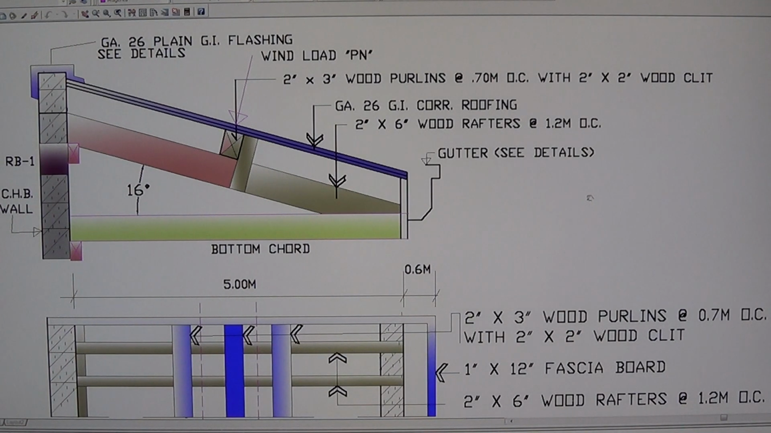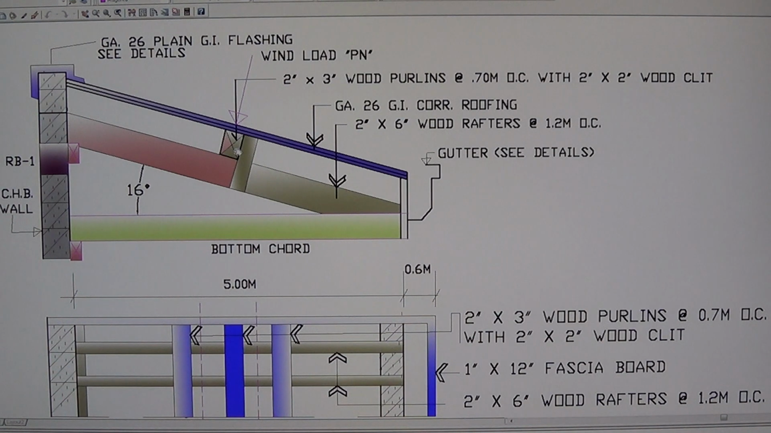Hello everyone, welcome to the design of roof truss. This is in continuation of the first video about wind loads and dead loads design of roof truss. The structural member that we designed first in this video is the Purlin.